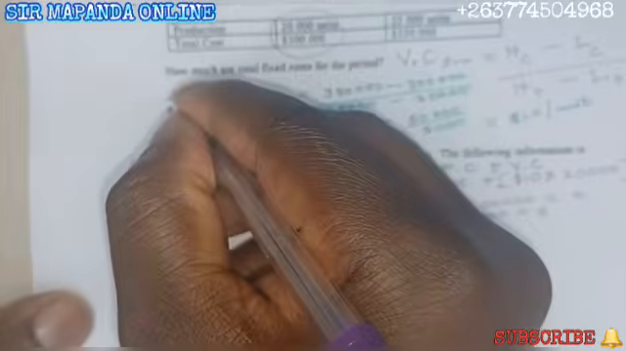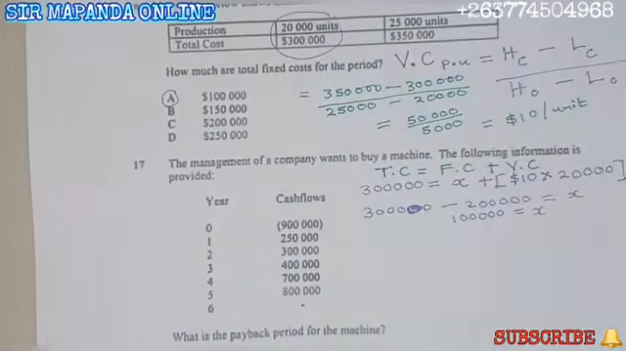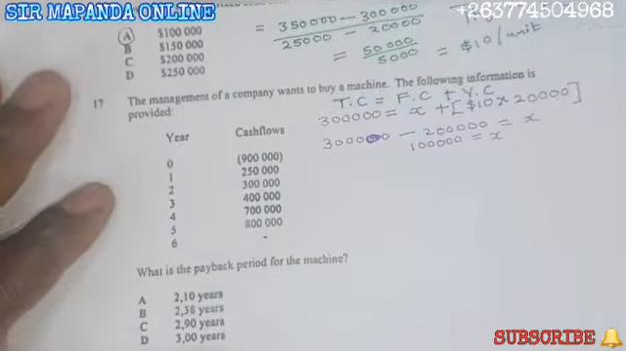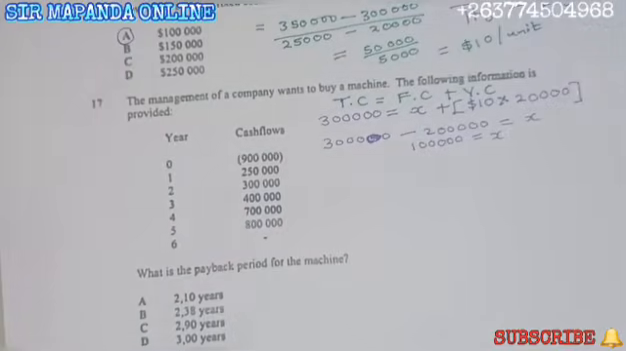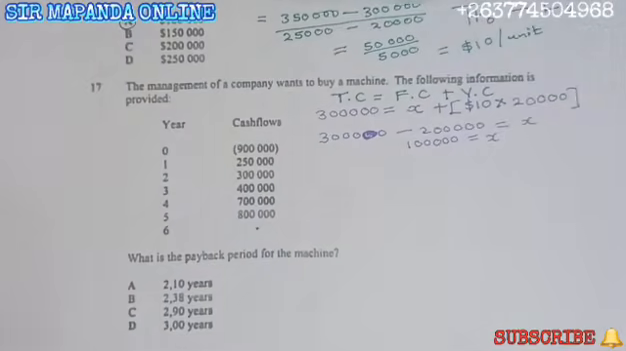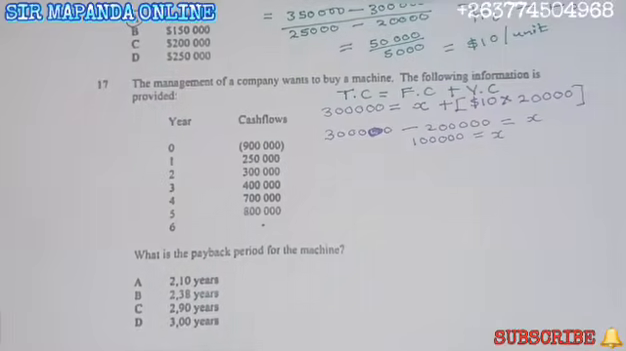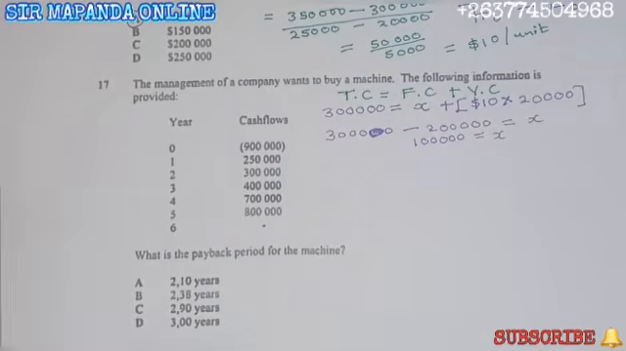So my answer is A. This is the high-low method. Right, we move on to question number 17. The management of a company wants to buy a machine. The following information is provided. The 900,000 that you are seeing in brackets denotes the initial outlay or the cost of the project, which is paid in year 0. I hope you are following.